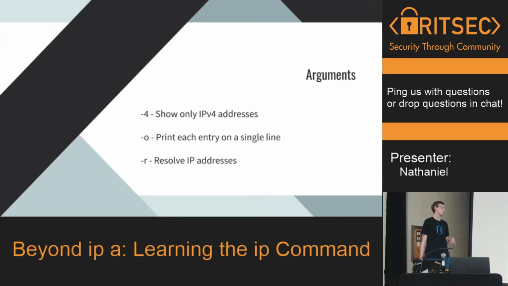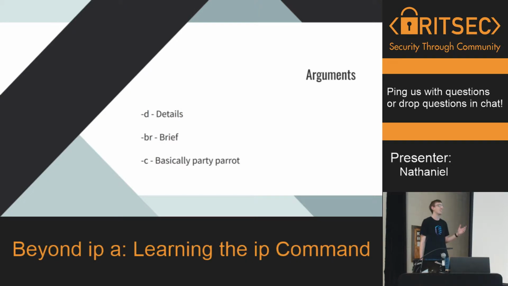Then -r, which is kind of a unique case. You probably won't need it a lot, but you can have it resolve the IP addresses that it prints out. There are also some basic output features. -d prints out more details, and -br is kind of the opposite. It just does a very brief output, the most important info for that command. And -c prints out in color, which I just learned like 20 minutes ago, and it's awesome. It's super bright colors too. It's basically Party Parrot, so we'll see that in a couple slides.